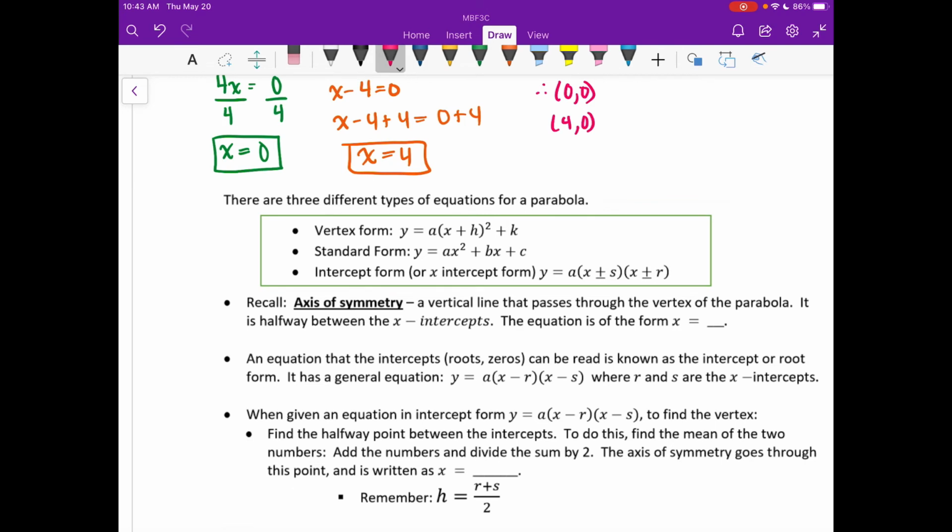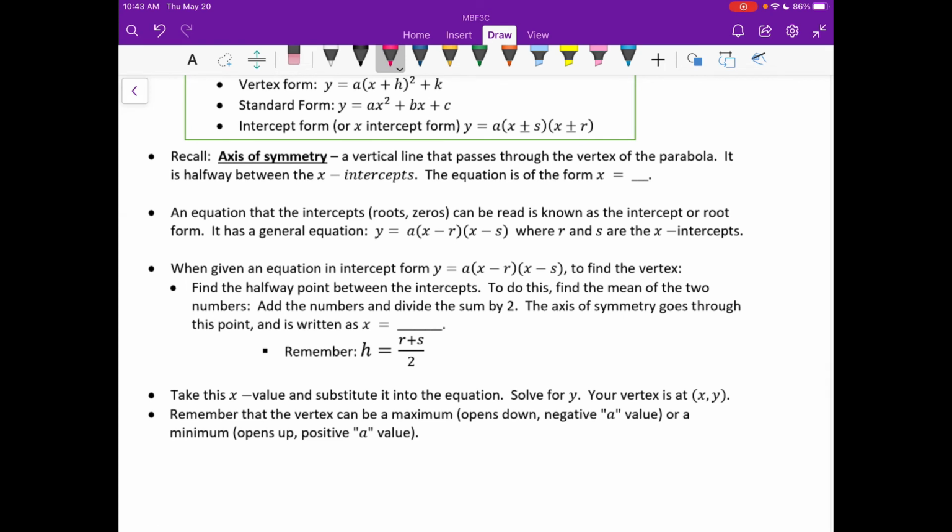So there are 3 different types of equations for a parabola. We learned vertex form in quad 2, the first time that we did quadratics in our last unit. And in this one, we've learned standard form, right? And we've learned intercept form, which is what we just learned today. Just as a recall, the axis of symmetry is a vertical line that passes through the vertex of the parabola. It is halfway between the x-intercepts, and we can say that x is equal to h. The intercepts, the roots or the zeros, we call them either. So I can say, find me the x-intercepts, find me the roots of this equation, find me the zeros of the equation. They all mean the same thing.